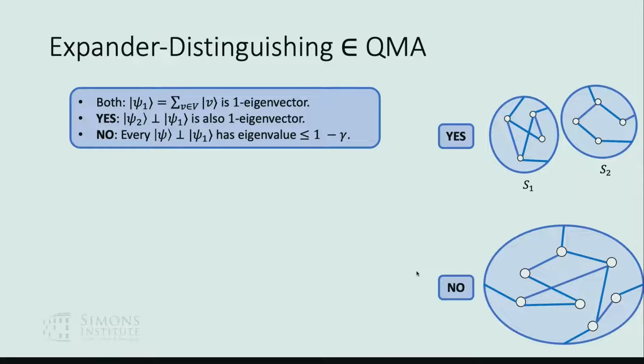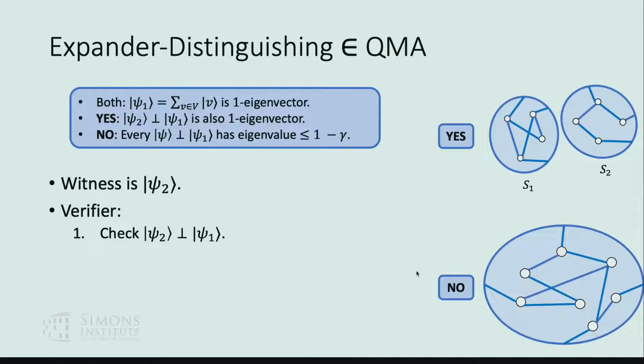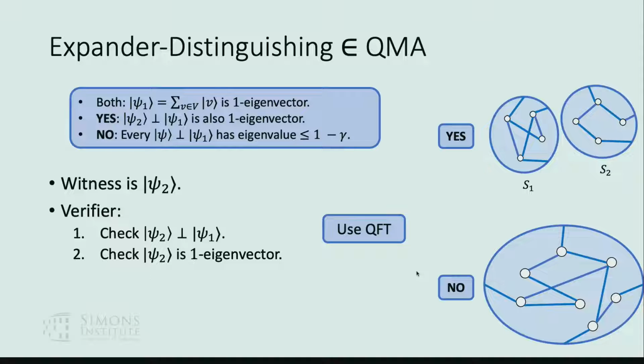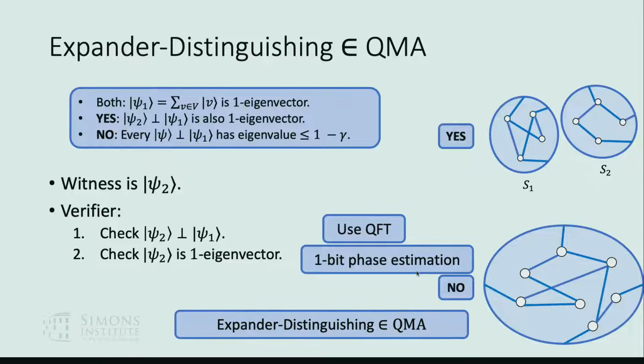So I wrote these observations at the top to remember them. And here is the QMA protocol. The witness is going to be psi 2. And the verifier will do 2 things. You first check that it's perpendicular to the first eigenvector. And note that this first eigenvector is always the same, right? It doesn't depend on the exact structure. It's just uniform superposition over the vertices, which is the same for both yes and no. And then we're going to check that psi 2, the witness, is a 1 eigenvector. This is going to be done with phase estimation, which, as I briefly argued before, can be done using the oracle. And that concludes expanded distinguishing is in QMA.